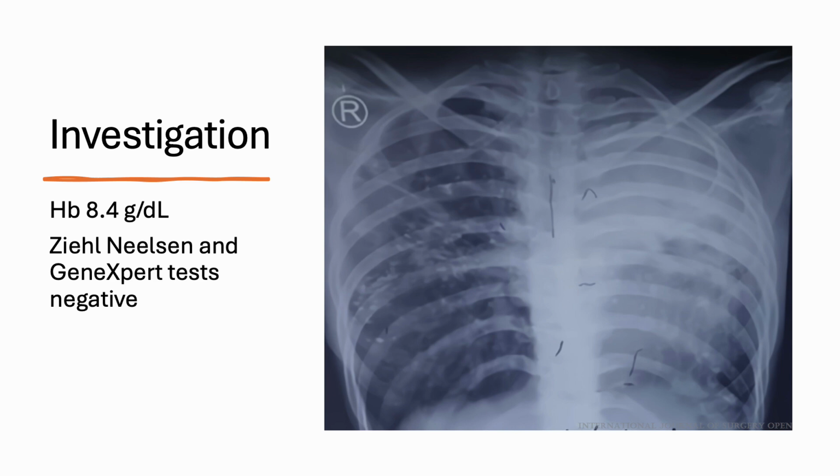On the right-hand side of the slide, you can see a chest radiograph of this patient. The abnormality is in the left hemithorax, and we can see an opacity in the left upper to mid zone of the lung field.